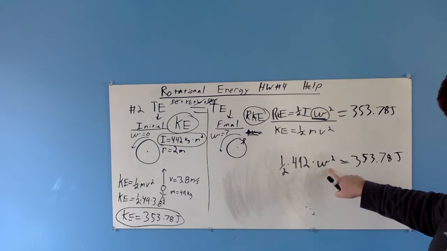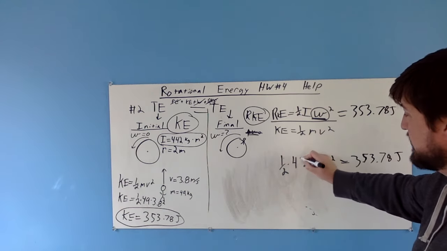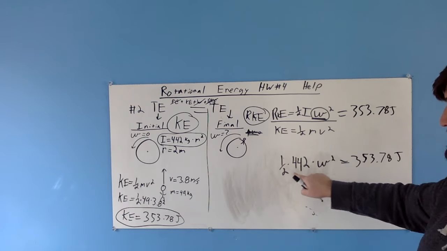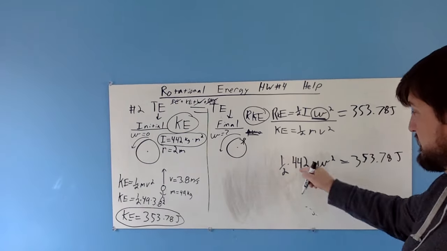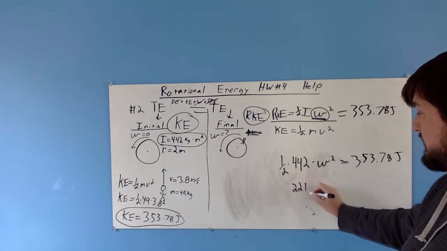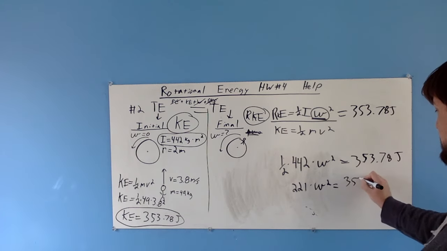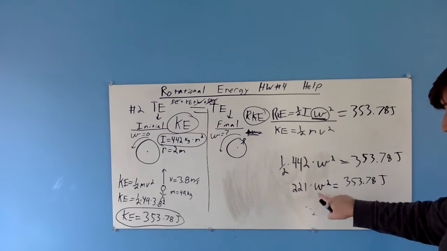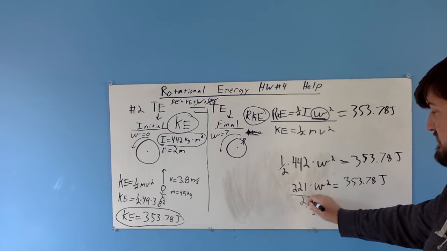So how do we solve for omega now? Well, we have to get it alone. That looks more like a 9, let me clear that up. 442, right? So we need to solve this and then simplify it down. 1/2 of 442 is going to be 221 times omega squared is equal to 353.78 joules. Now again, I have to find omega, so I have to isolate that. So I'll divide both sides by 221.